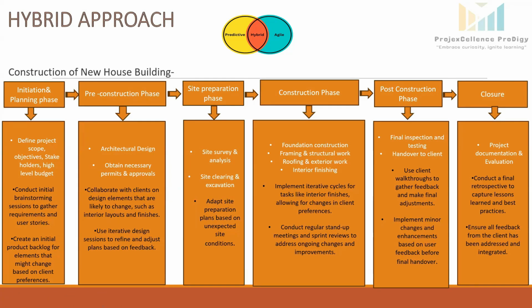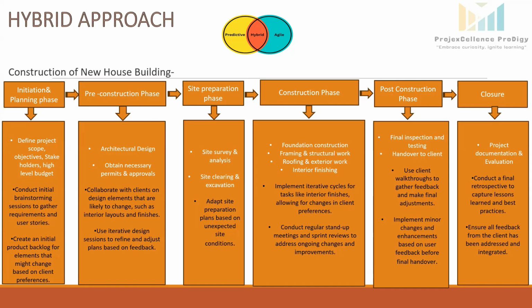Construction phase. Foundation construction, framing and structural work, roofing and exterior work, interior finishing. These all activities we spoke earlier in the predictive approach. In hybrid approach also, these all activities will be in a sequential manner, and they will follow the predictive approach. Once we come to the interior finishing, here there will be a lot of scope for changes. So this time I or my family members can ask for some changes, so the contractor will accommodate our demand. He will implement those demands into his project through the iterations.